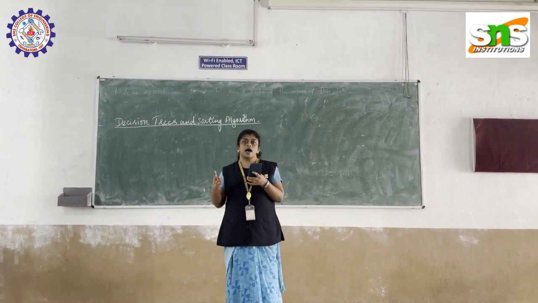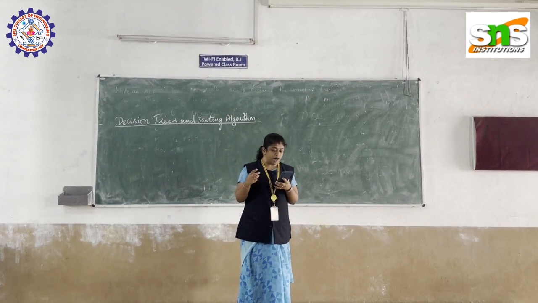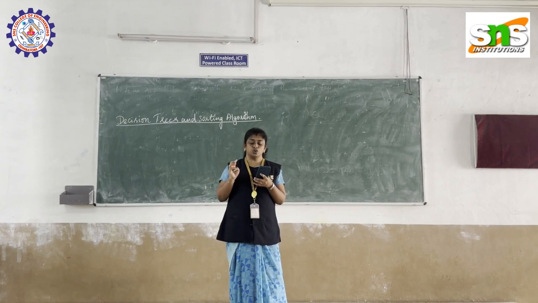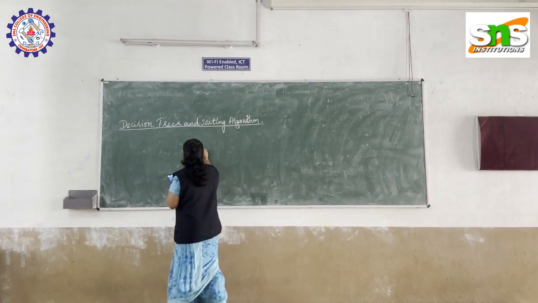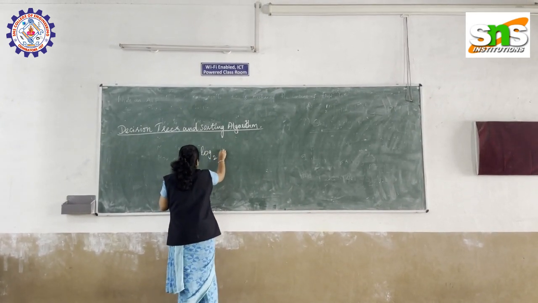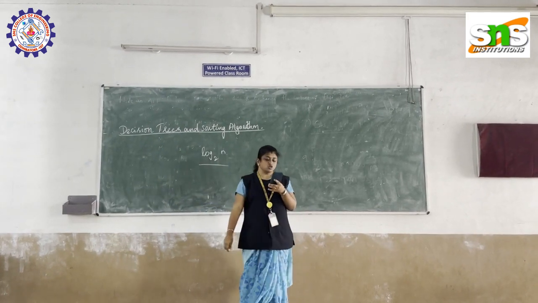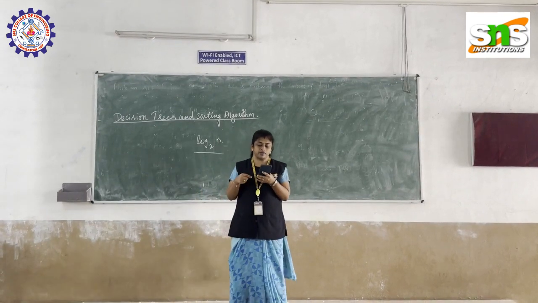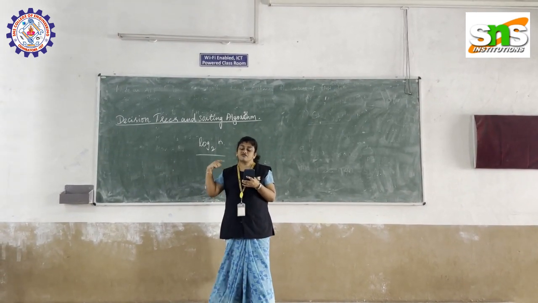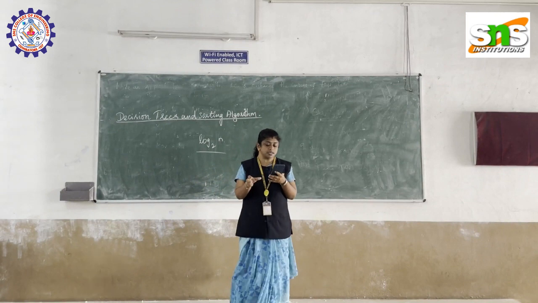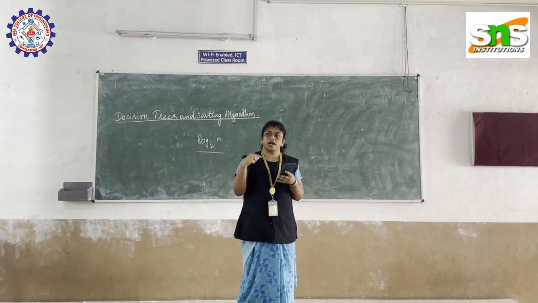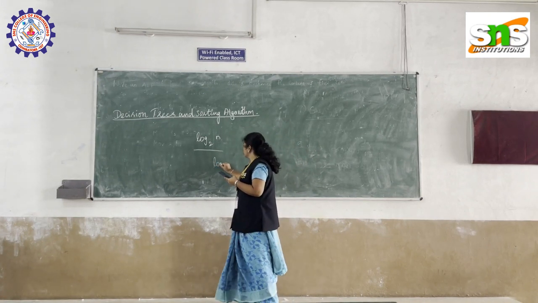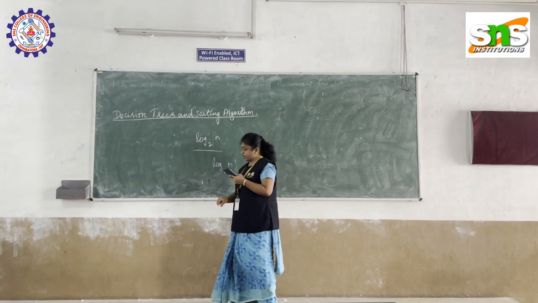The third point is the height of the binary tree with n factorial leaves is greater than or equal to log 2 n factorial. So the minimum number of comparisons in the worst case is greater than or equal to log 2 n factorial.